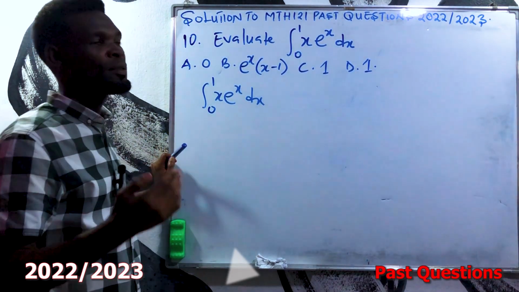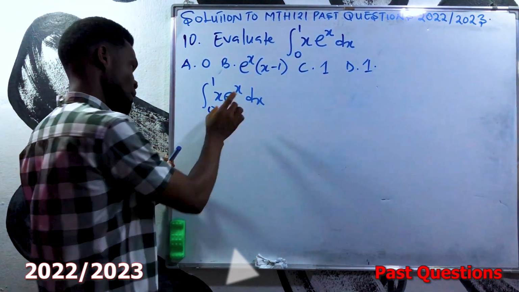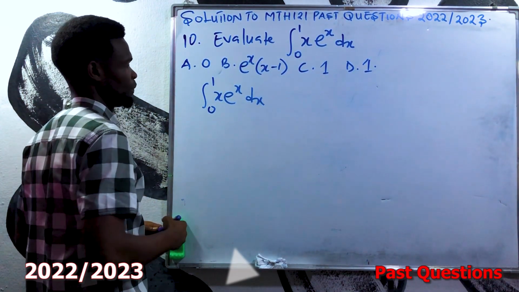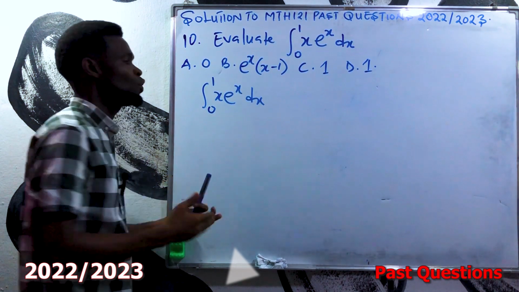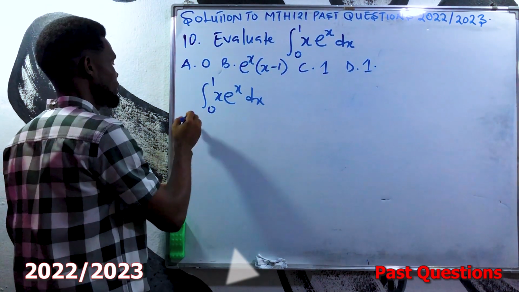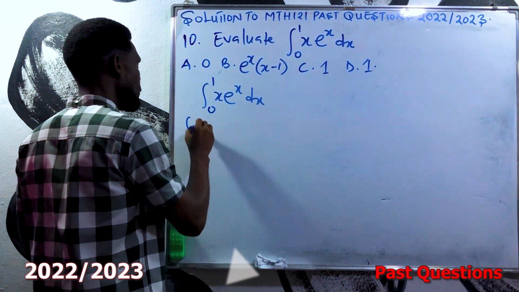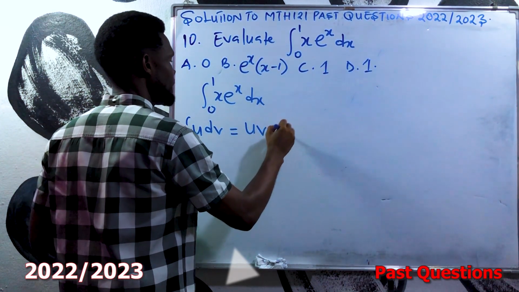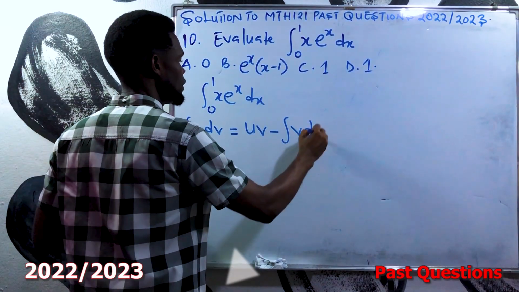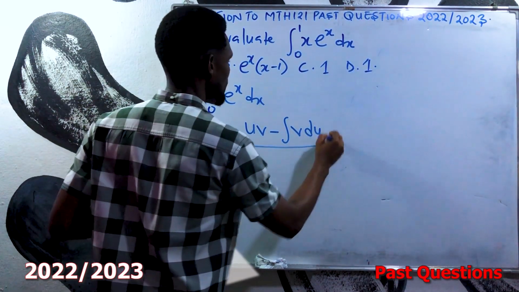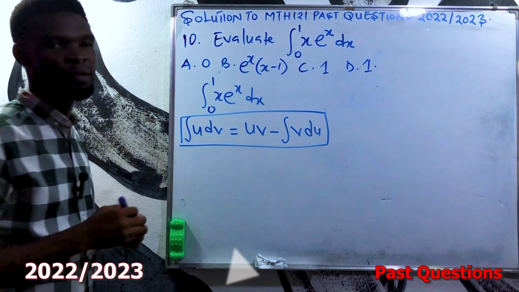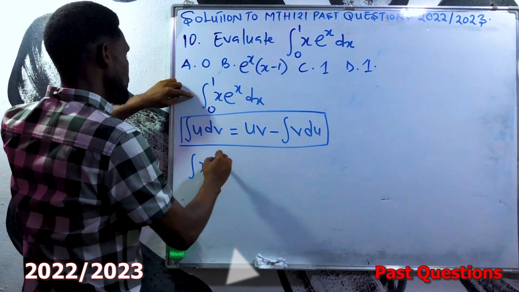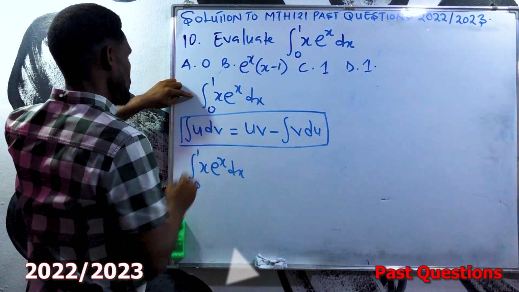That means I need the integration by parts formula to get this integral integrated. So what do I do? I have to recall the integration by parts formula, that it is the integral of u dv equals uv minus the integral of v du. This is the formula for integration by parts. So now let's pick the integral now. The integral of x exponential x dx from 0 to 1.